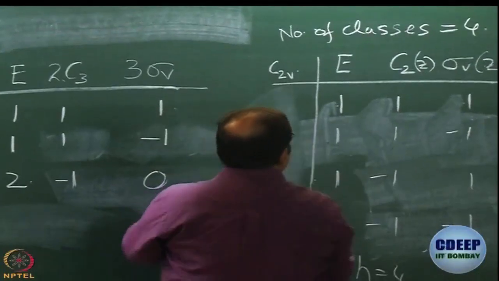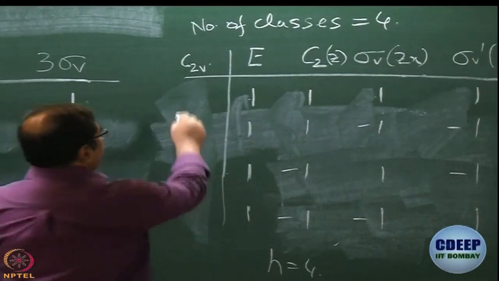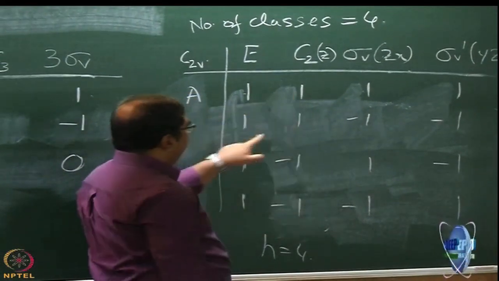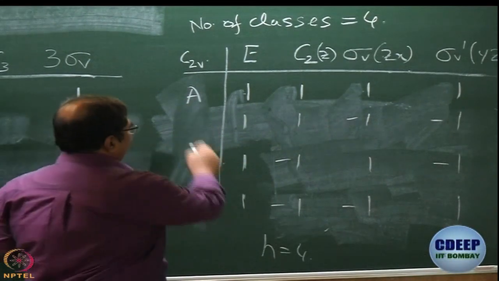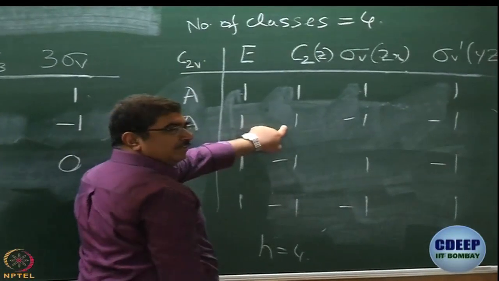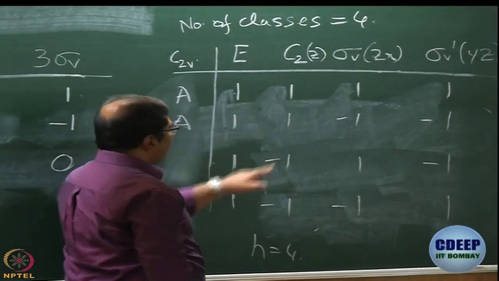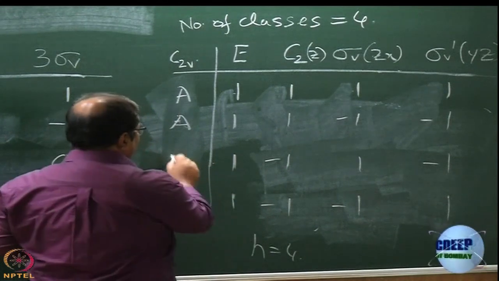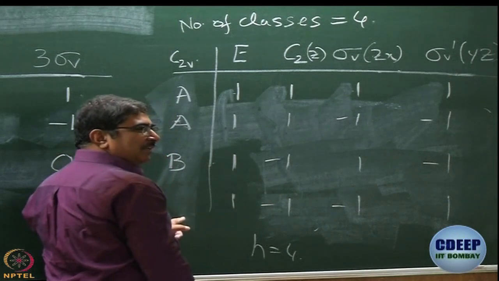For C2v, what will the first one be? Is it A or is it B? A. Why? Because the character of C2 is 1. For gamma 2, will it be A or will it be B? A. Why? Because this symmetry species is symmetric with respect to the C2 operation. For the third one, will it be A or will it be B? B. Because it is -1 and the fourth one will also be B, right.